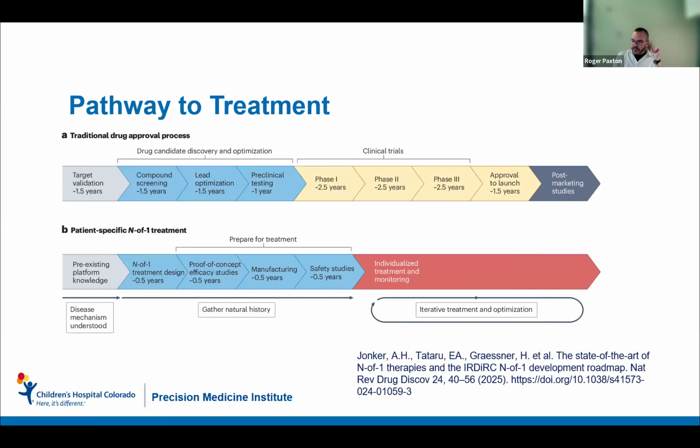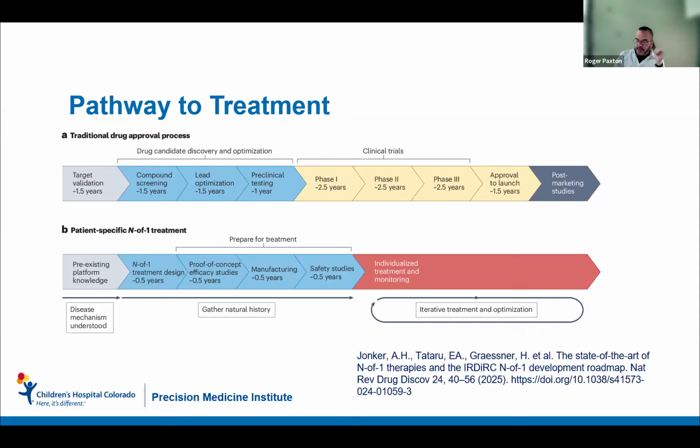I want to thank the authors of the manuscript cited here for this really telling visual with regard to the differences in pathway to treatment in traditional drug approval processes versus N of 1 treatments. So in the upper portion of this figure, we see the traditional process involving candidate discovery and optimization, the phases of clinical trials through which this goes, and then approval to launch.